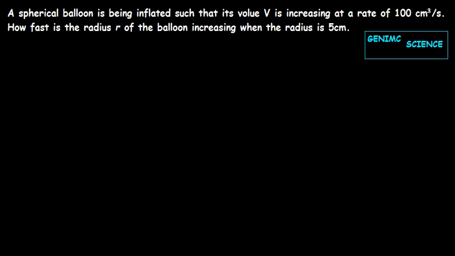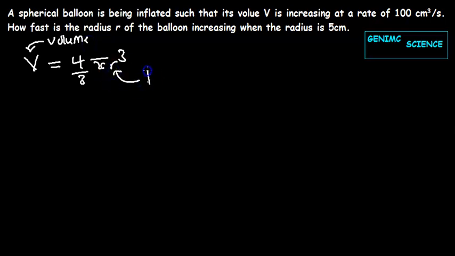And we simply want to know how fast the balloon radius is increasing when the radius is just 5 centimeter. So, notice that the formula for the volume of the sphere is given by V, which is equal to 4 divided by 3 pi r cube. In this case, the V simply stands for the volume, and our R here simply stands for the radius.